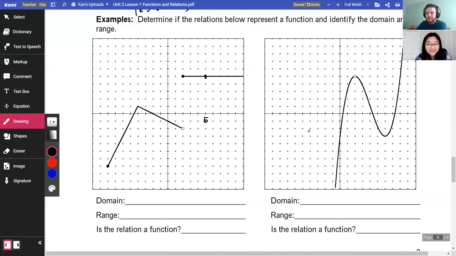Let's scan the whole... uh-oh. I'm going to go ahead and pause and get my charger. All right, we're back.